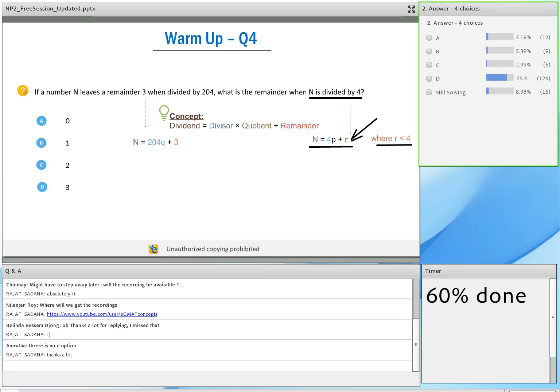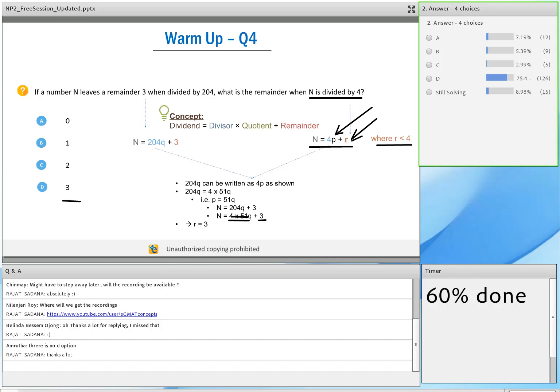Now, what do you have to express n as in terms of 4? Let's start doing that. You've got to visualize this, and this is what we call the process skill of visualization. We write 204q in terms of 4p, which is 204q is 4 times 51 times q, which means you can write n as 4 times 51 times q plus 3, and you know that this term has a zero remainder. Why? Because it's 4 times something, so there's zero remainder. So the remainder that remains is 3, and hence your correct answer is choice D.